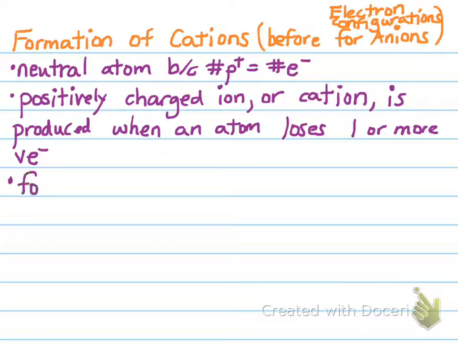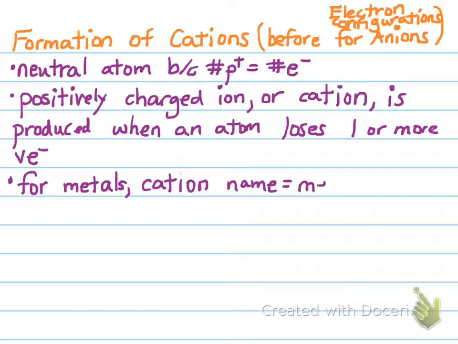For metals, typically, it's your metals that form cations. The cation name, so to name this when it becomes an ion, is equal to the metal name plus the word ion. So we have to somehow differentiate it from just being a neutral atom. So we add the word ion to the name of the metal.